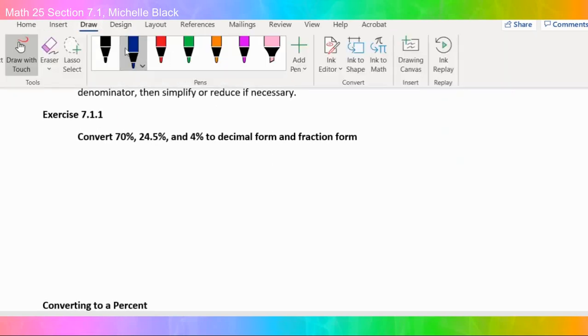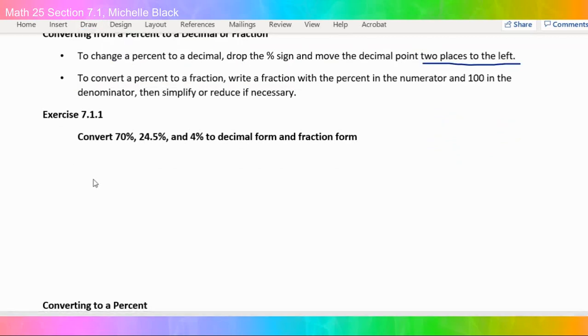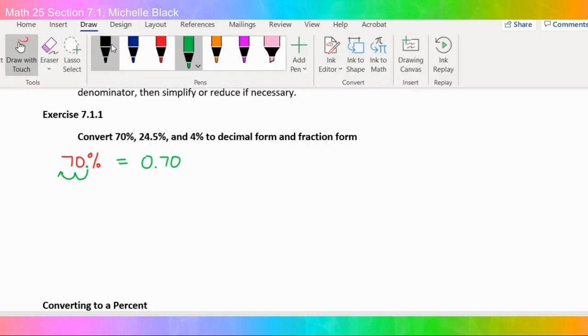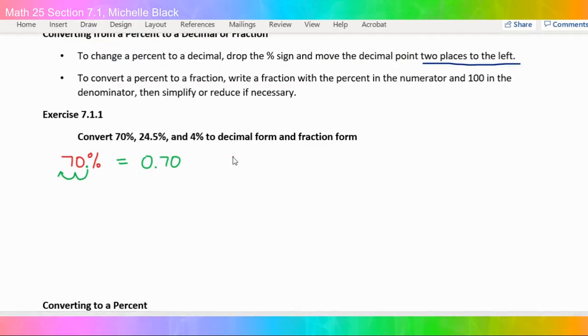Let's try problem 1. We want to convert 70%, 24.5%, and 4% to decimal form as well as fraction form. Starting with 70%, according to our rules, if we want to convert this into a decimal, I just need to take the decimal point and move it 2 places to the left. In 70%, I don't see the decimal point, which implies that it's on the right. So I need to move it back 2 times. So this is the same as 0.70 or just 0.7.